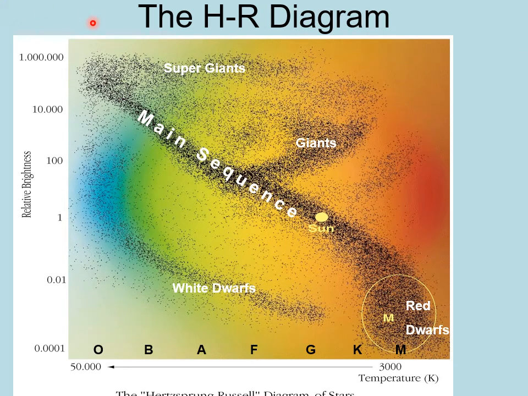So here is, again, the HR diagram with all of the populations of stars labeled. The main sequence is this diagonal stripe going across the graph. The giants and supergiants are these populations of stars above the main sequence. And then the white dwarf stars are the population of stars below the main sequence.